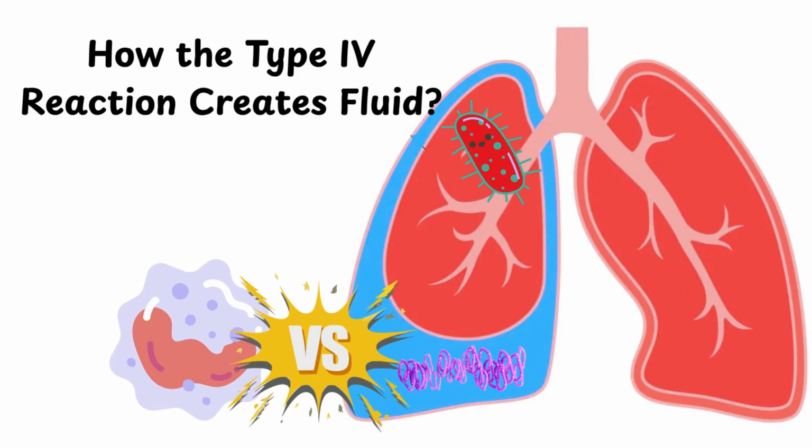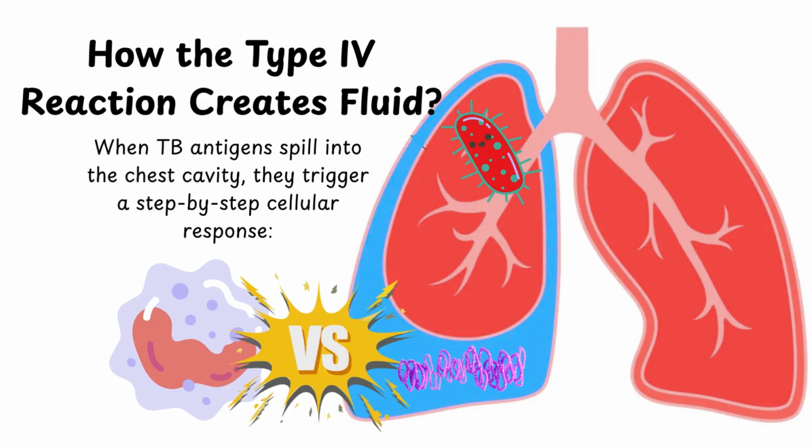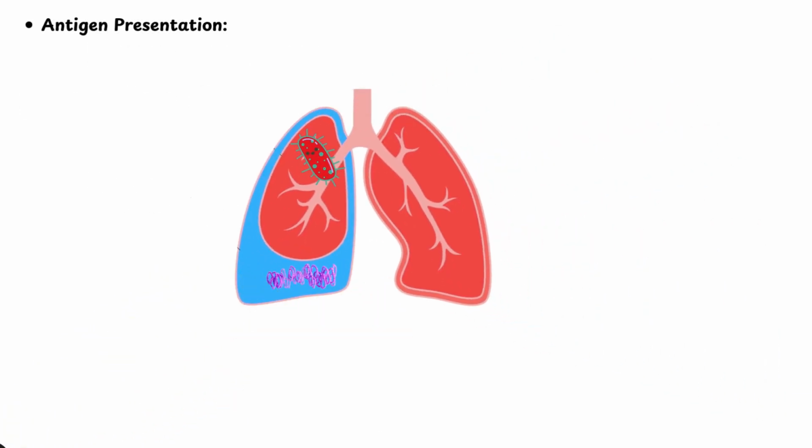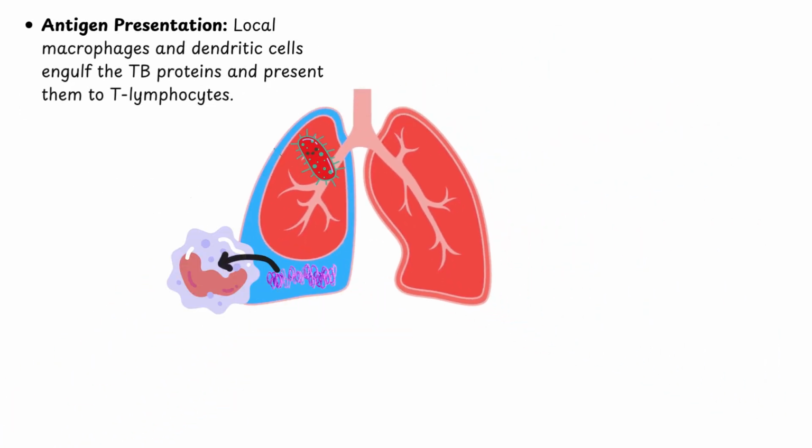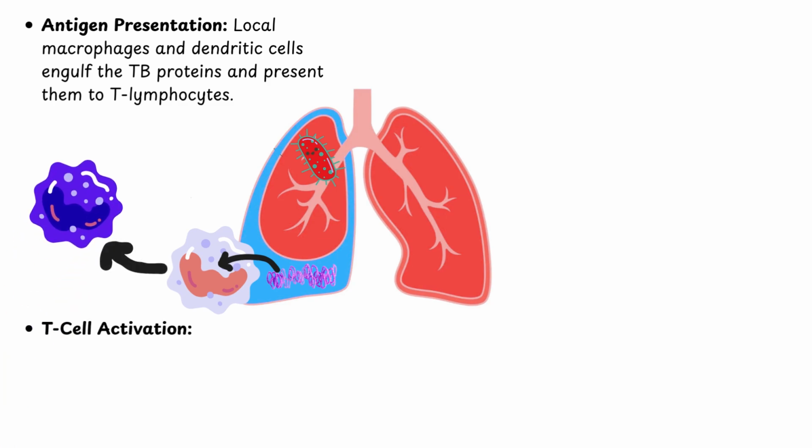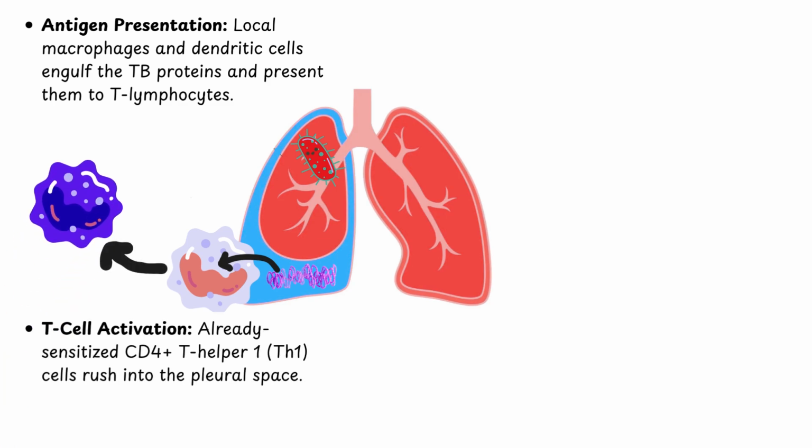How does the type 4 reaction create fluid? When TB antigens spill into the chest cavity, they trigger a step-by-step cellular response. Antigen presentation. Local macrophages and dendritic cells engulf the TB proteins and present them to T lymphocytes. T cell activation. Already sensitized CD4+ T helper 1 cells rush into the pleural space.